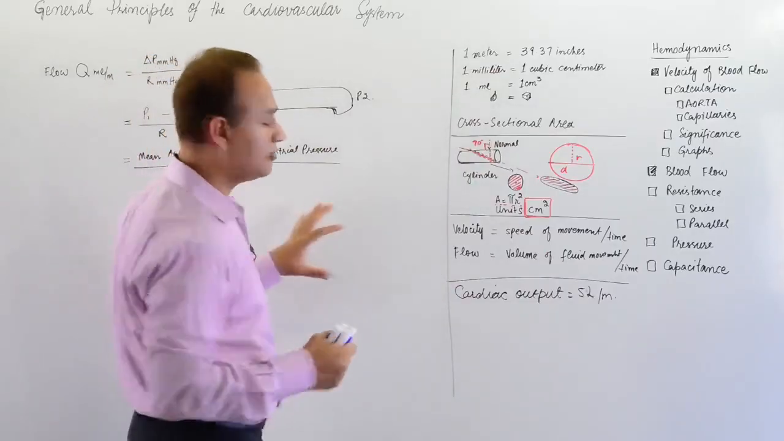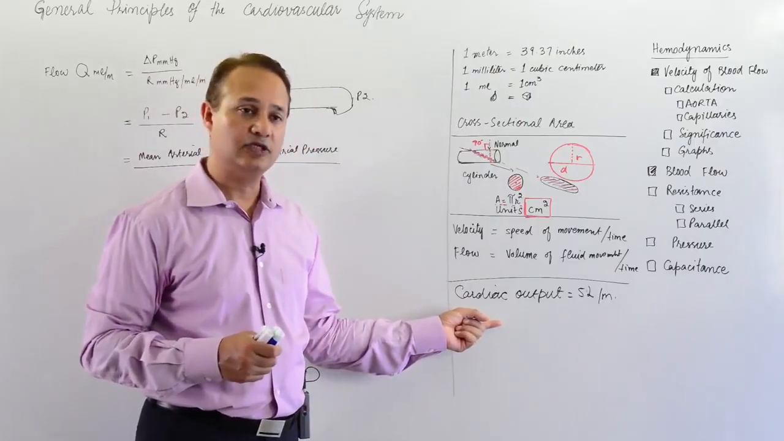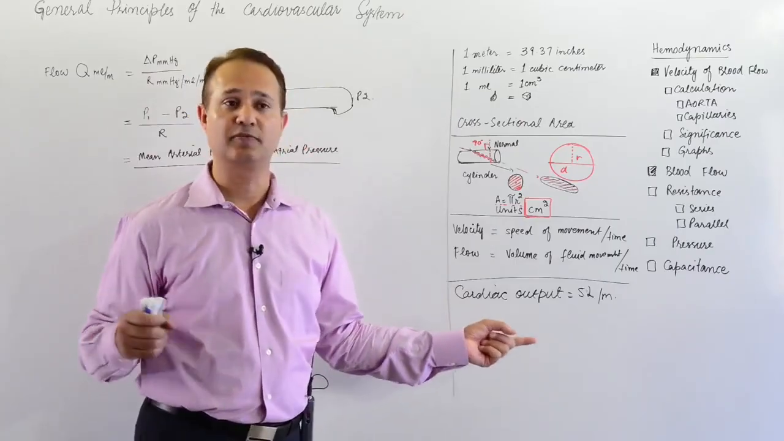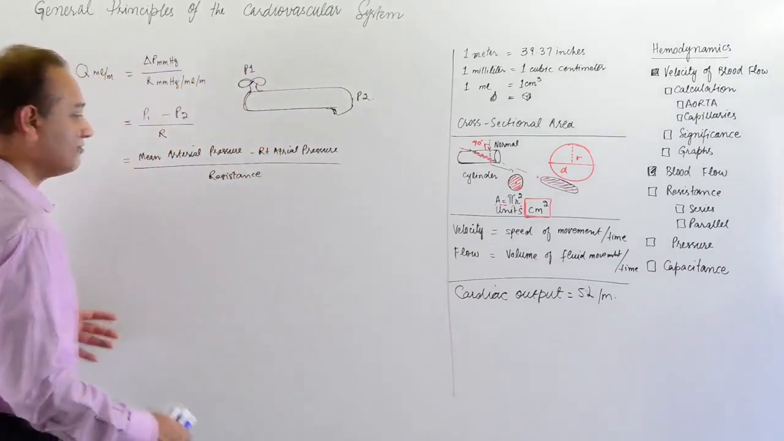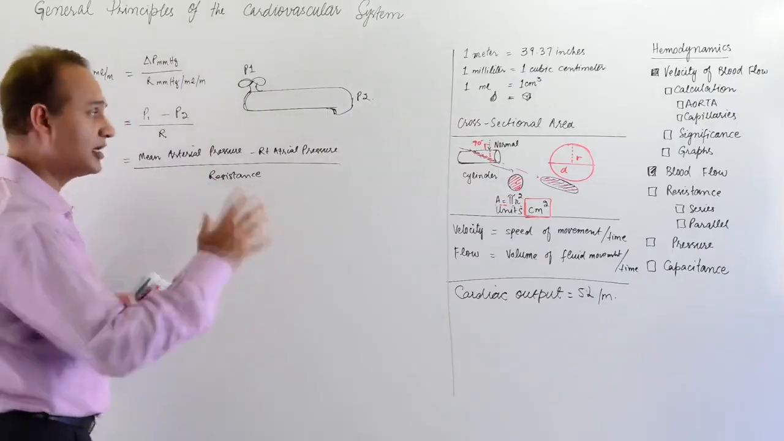And in the calculation, when we do that, we would assume that we're talking about a healthy adult individual with an average cardiac output of 5 liter per minute. Okay, so the cardiac output of 5 liter per minute will be the number that we'll use wherever needed.